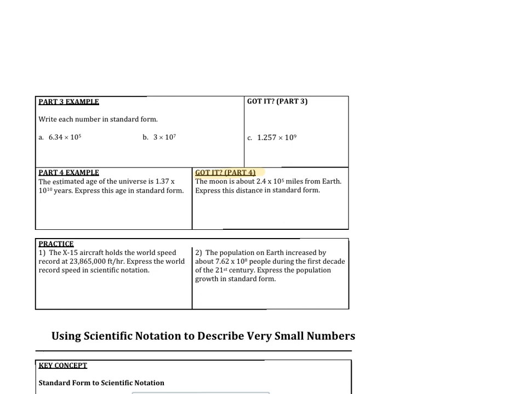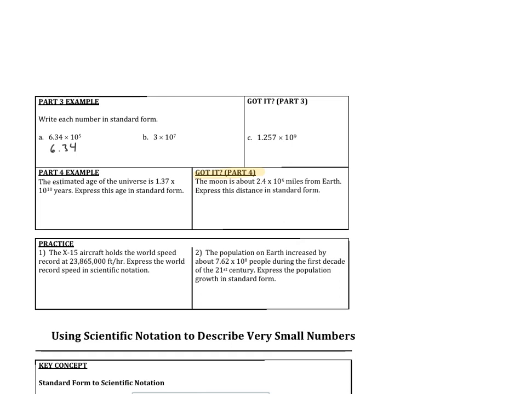Well, what if I'm going the other direction? What if I have something like part 3 example, part A, where I have 6.34 times 10 to the 5th power? That's in scientific notation. I need to convert it to standard form. So the first step is to write out 6.34 as it currently appears.